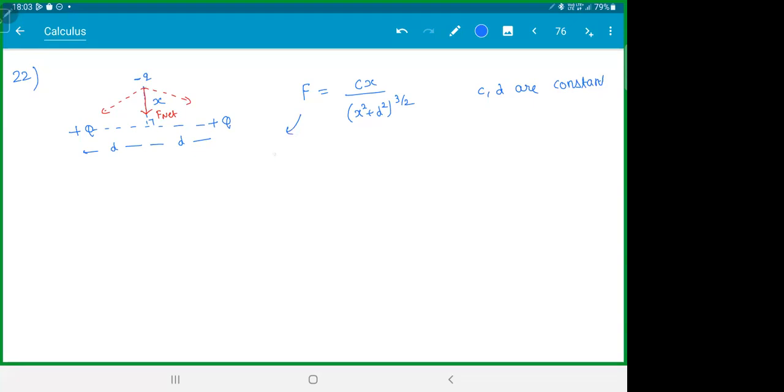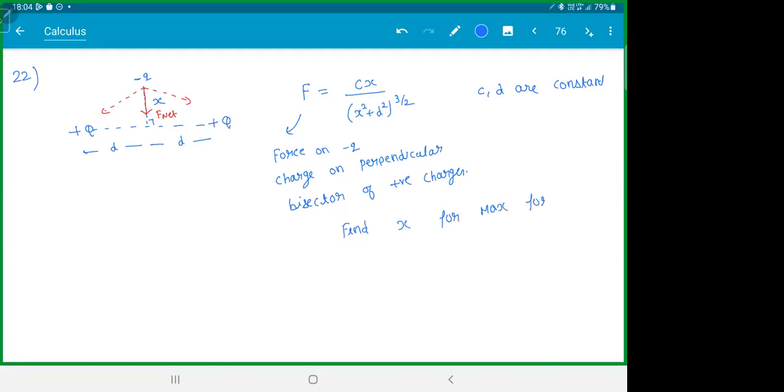So basically this is the force on the minus Q charge due to the two plus Q charges on either side, on the perpendicular bisector of the plus Q charges. That is given. So the question is, find X if the force is maximum. Get it? This is simple differentiation.